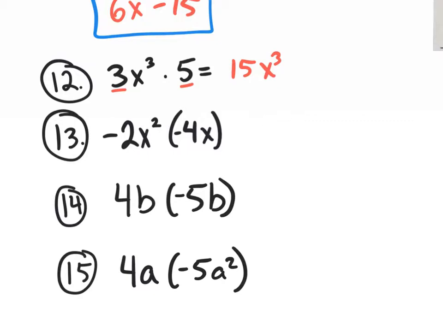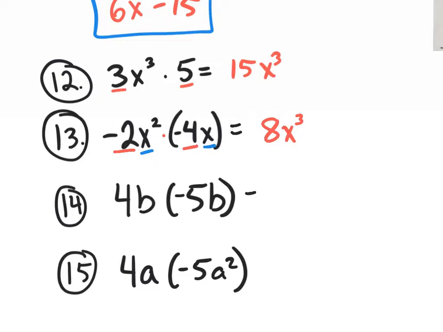By the way, this is not on your class opener, so please jot it down. Number 13, we're going to multiply negative 2 times negative 4. That's going to give us a positive 8. And then the x to the second times x, we have to add the exponents right there. So the answer will be x to the third. So your answer is positive 8x to the third.